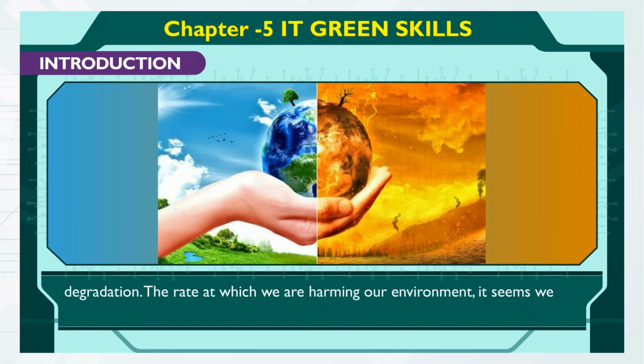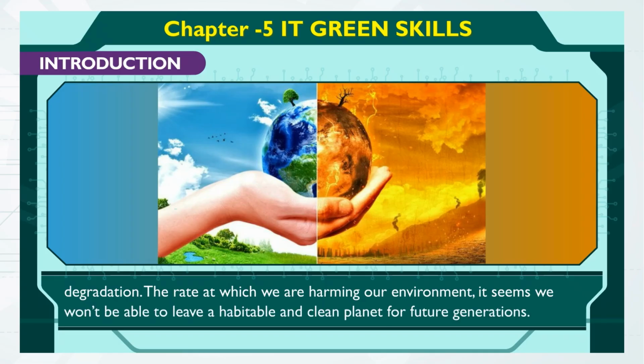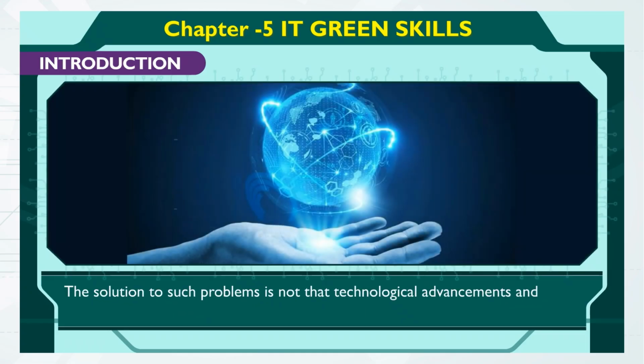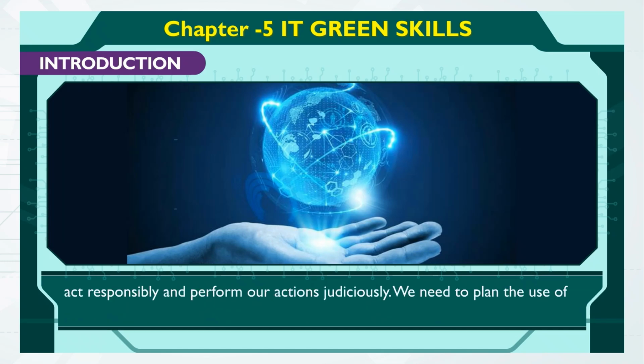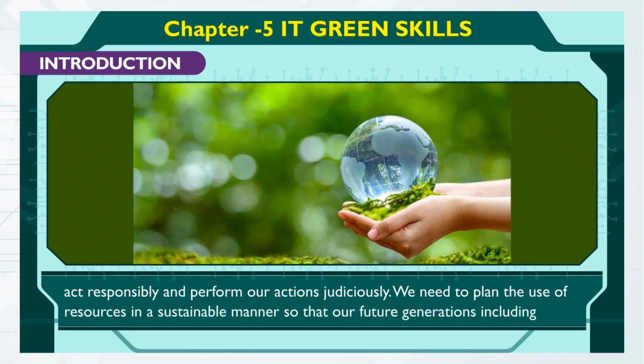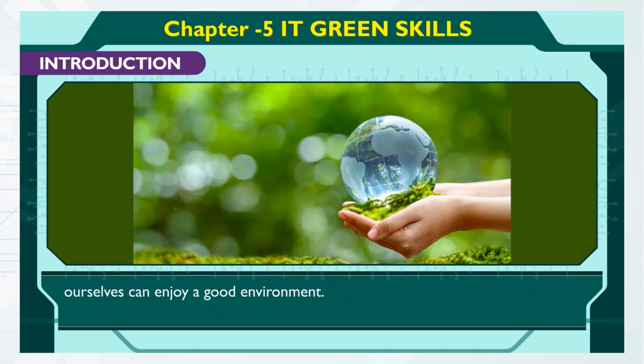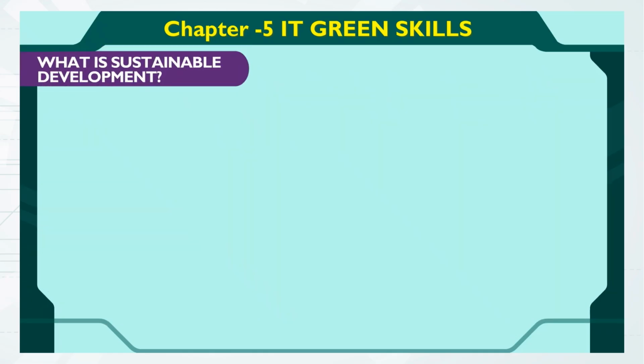At the rate at which we are harming our environment, it seems we won't be able to leave a habitable and clean planet for future generations. The solution to such problems is not that technological advancements and development in other forms should slow down. Instead, it should be how we can act responsibly and perform our actions judiciously. We need to plan the use of resources in a sustainable manner so that our future generations, including ourselves, can enjoy a good environment. What is sustainable development?